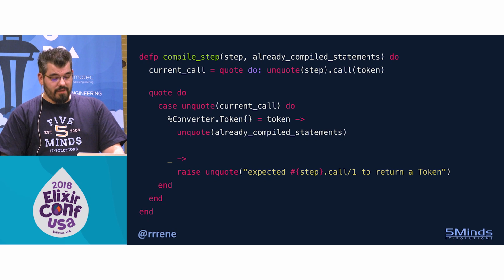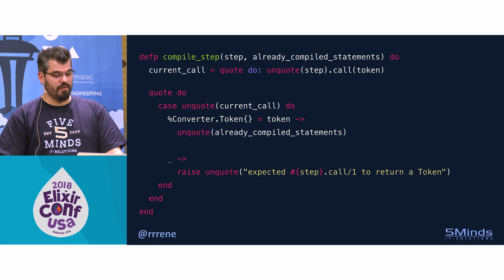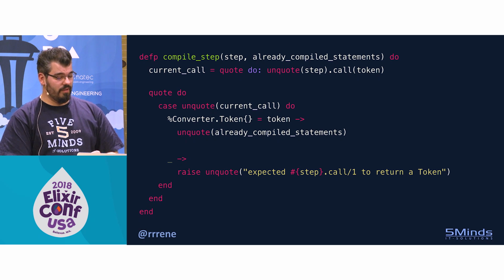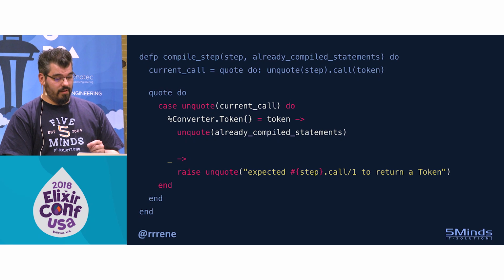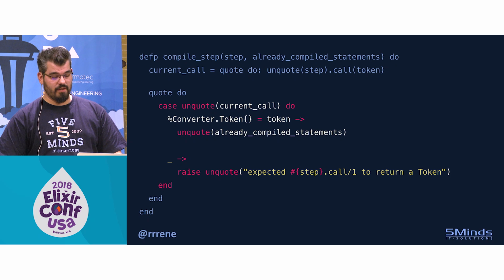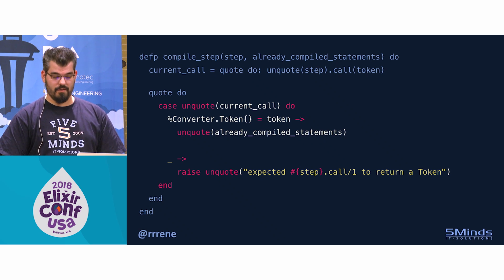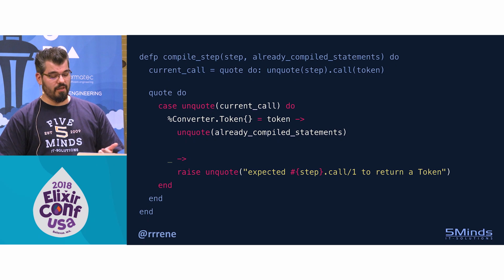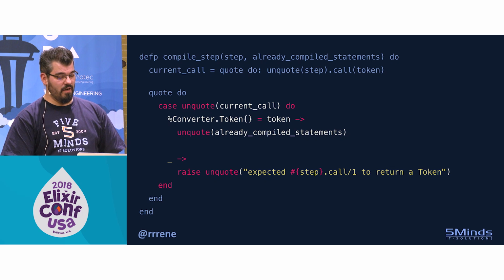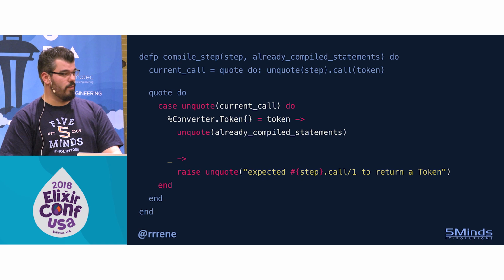Now, compile step takes 2 parameters. The current step from the reverse list of steps, and since it's used via enumReduce, the accumulator as a second parameter. In the first line, we are reading the call to the current step module into a variable, and then we are unquoting the current call into the head of a case statement. And within that case statement, we are matching on the result of this call. If we get back a token, we continue with the already compiled statement. If we don't get back a token, we raise an error.